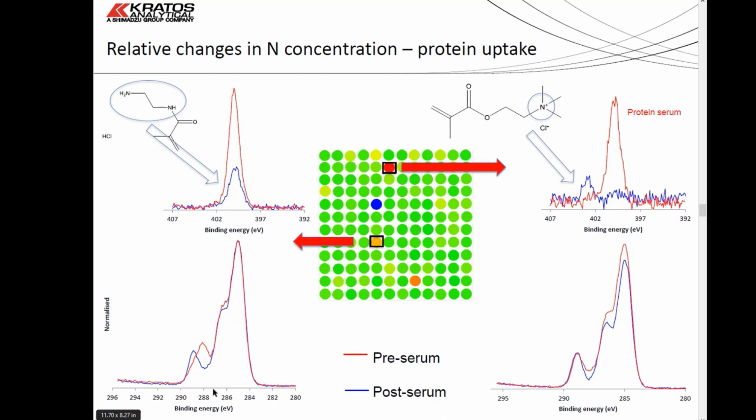Okay, so we go to each different location, and green basically means nothing's happened. But there are certain places, because it's a color scale, the blue where it's gone down, red where it's gone up. The nitrogen is a marker for the protein really. So in this one, we can see the nitrogen concentration has increased dramatically. In that case, this was the spectrum beforehand, the blue, and after we get the nitrogen 1s peak increasing a lot, and that corresponded to the right binding energy for the protein serum as well.